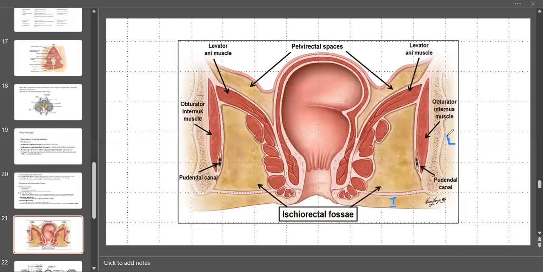I have told you. Why obturator internus muscle and no other muscle? What do you feel? Why is this the lateral boundary only? Do you remember something from the pelvic side wall? What is pelvic side wall made of? Yes, pelvic side wall. What is pelvic side wall made up of?